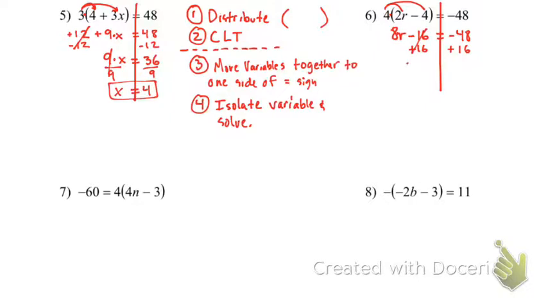So I'm going to get rid of 16 by adding 16 to both sides. 16's cancel, we're left with 8 times r equals 32, actually negative 32. And to get rid of multiplication of r, we do division of 8 to both sides. These 8's cancel, r equals negative 4. Okay?